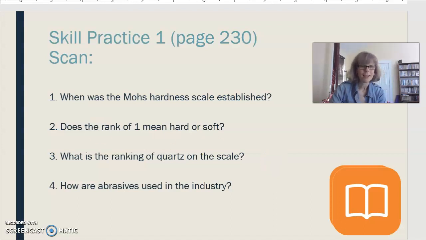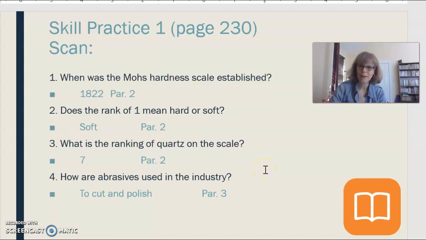Pause here. So hopefully you found these answers. Number 1 was 1822. I see that in paragraph 2. They talk about the year. Number 2, I found also in paragraph 2, talking about 1 is the softest, and it goes up to 10, which is the hardest. Number 3, also in paragraph 2, they give us an example with quartz. Quartz is a rock. And they said, for example, quartz is a 7 on that Mohs hardness scale.